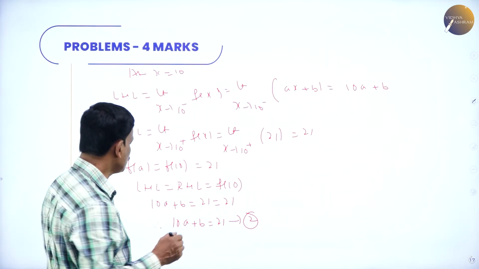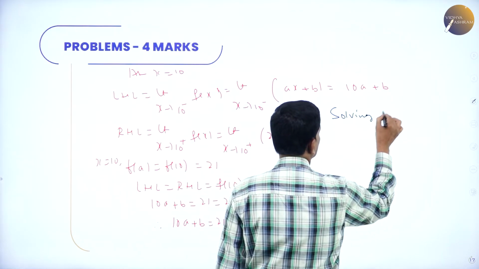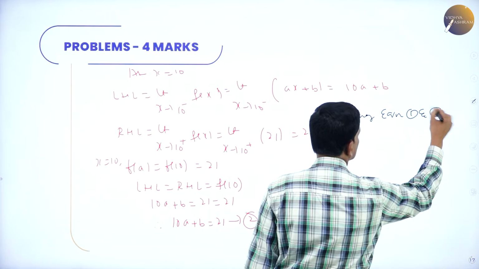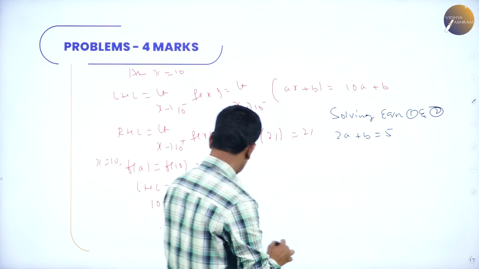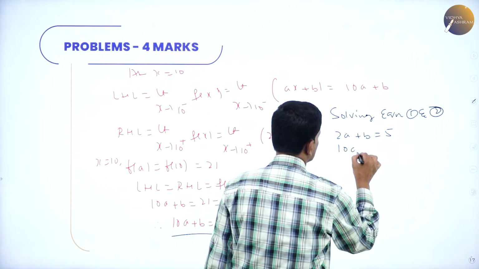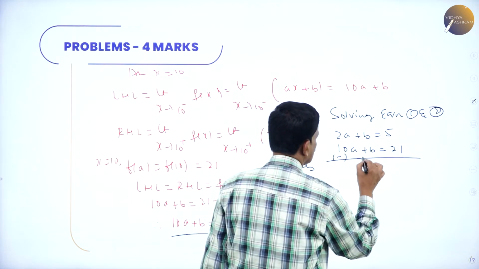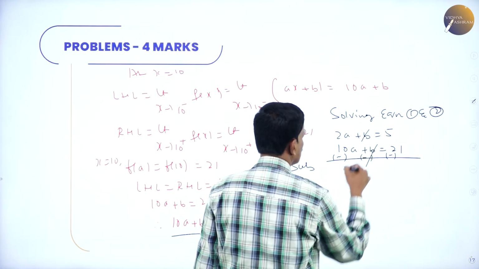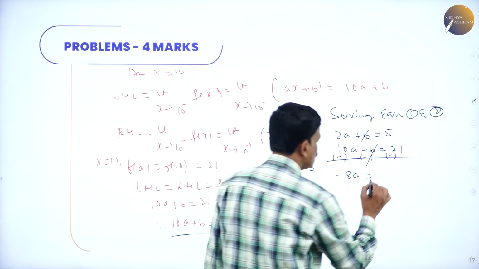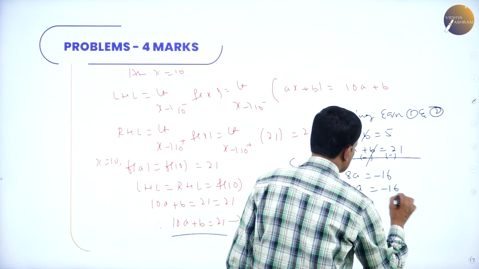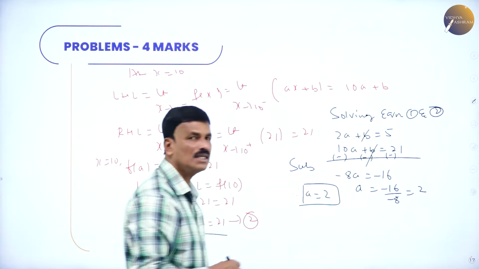Now solving 1 and 2. What is equation number 1? 2a plus b is equal to 5. And equation number 2, 10a plus b is equal to 21. Just subtract this. Plus b minus b cancel. 2 minus 10 is minus 8a is equal to 5 minus 21 is minus 16. A is equal to minus 16 by minus 8 is plus 2. So therefore a is equal to 2.